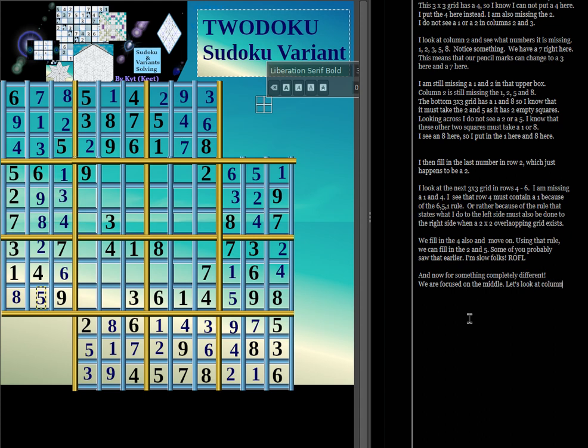Let's look at column 9 because it is only missing 3 numbers. It needs a 1, 5, and 9. I see where a 9 is here, and 1 is here. Telling me that a 1 must go here or here.